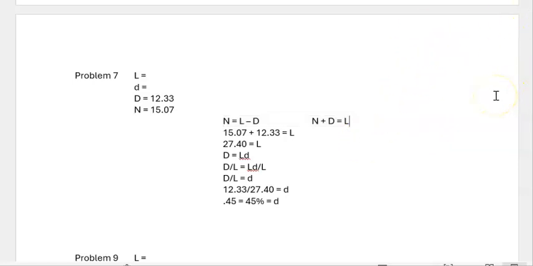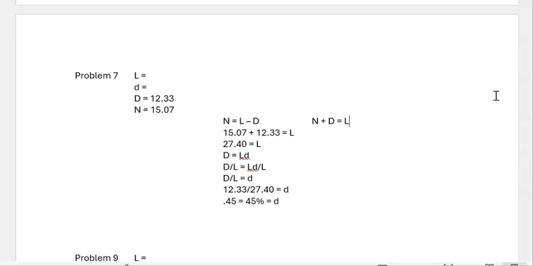Okay, so for problem 7, we know what our discount amount is and we know what our net price is. So if we fill that in, we can change it around so that our list price equals our net price plus our discount amount. So by doing that, we know that our list price is our net price, which is $15.07, plus the discount amount of $12.33 gives us a list price of $27.40.